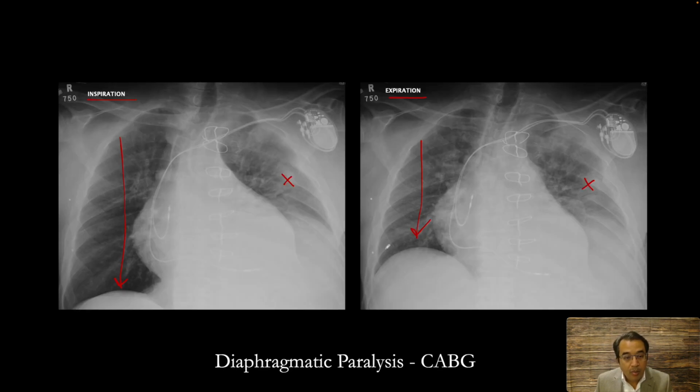And so remember that diaphragmatic paralysis can be seen very frequently with patients who have had prior CABG, and it can be easily diagnosed by doing a sniff test where we ask the patient to take a deep breath, get a chest x-ray, and then we ask the patient to exhale and get another chest x-ray and look for motion or movement of the diaphragm on each side.